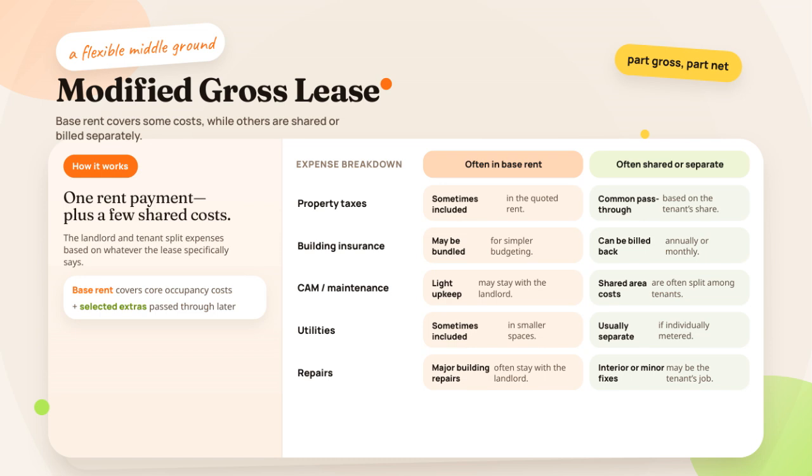This helps keep budgeting straightforward for tenants. Common area maintenance, or CAM, which includes light upkeep and shared area costs, is often passed through to tenants. These costs are usually split among tenants and can be billed back either monthly or annually. Utilities and smaller spaces might be included if they're individually metered, but more often they're separate charges.